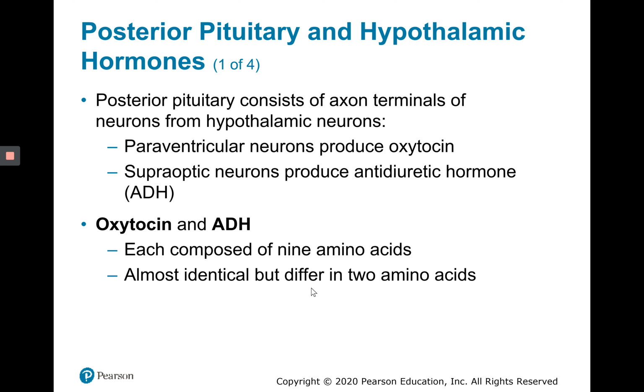Here we can see that it's the paraventricular axon terminals that are storing oxytocin, and the supraoptic axon terminals that are storing antidiuretic hormone. Oxytocin and antidiuretic hormone are each composed of 9 amino acids, and they're almost identical, but they do differ slightly in 2 amino acids.